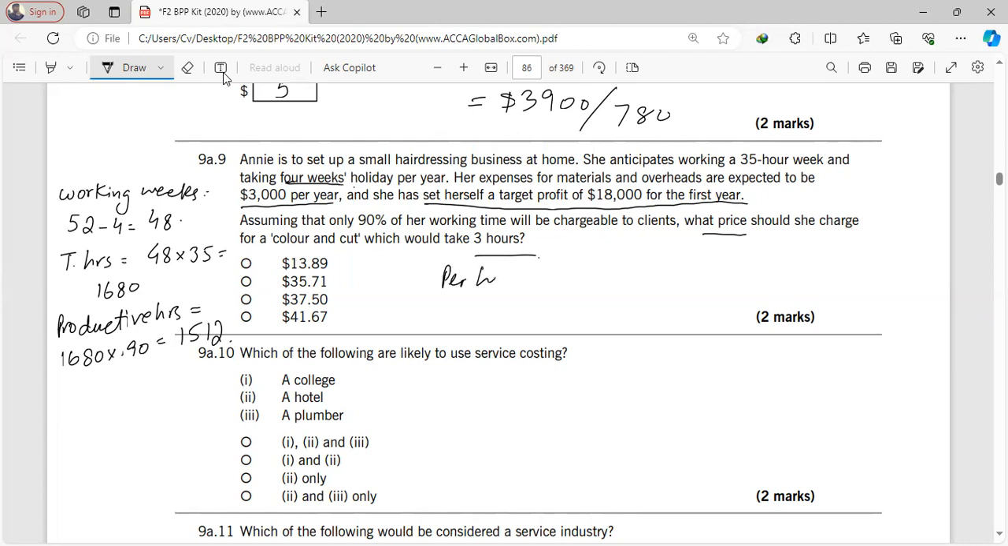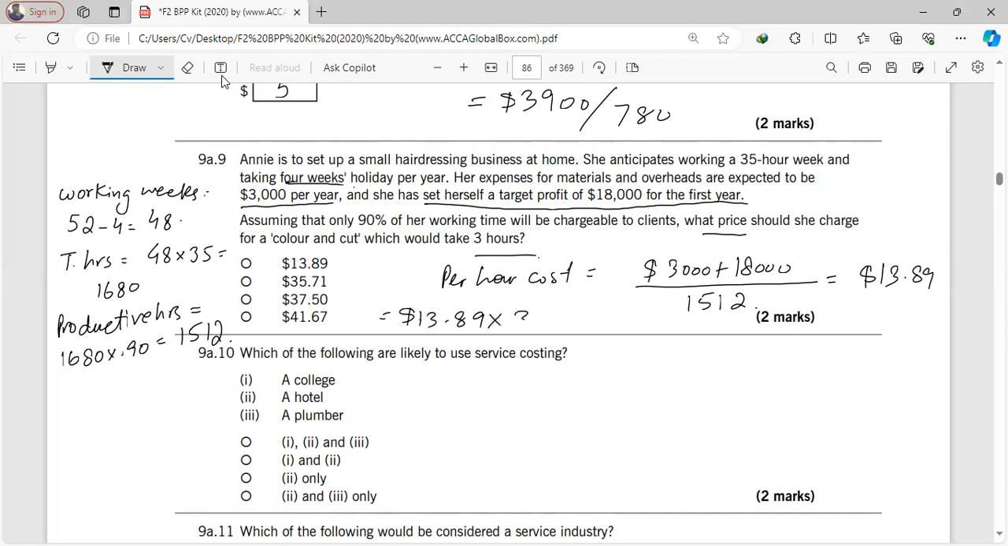Now he asks what would be the cost for a 3-hour cut. Next is to calculate the per hour cost, which is equal to material cost plus targeted profit. This is the total revenue which we want to earn out of 1512 hours. So the answer for per hour cost will be 13.89. Now what is the 3-hour cost? 13.89 into 3. So you can understand that we performed step number 1, step number 2, step number 3, step number 4, and finally in step number 5 we are calculating the answer, which is 41.67. Right? Any question?